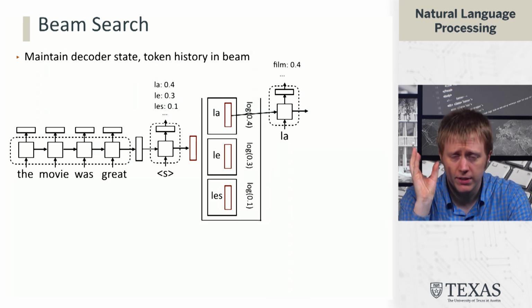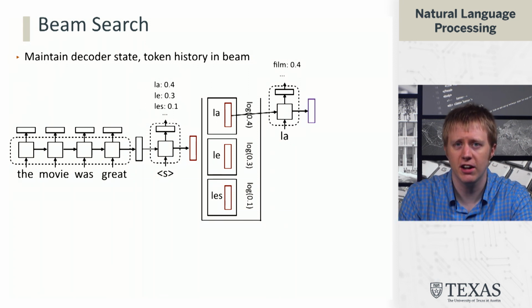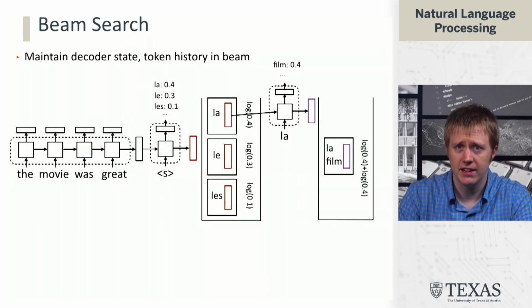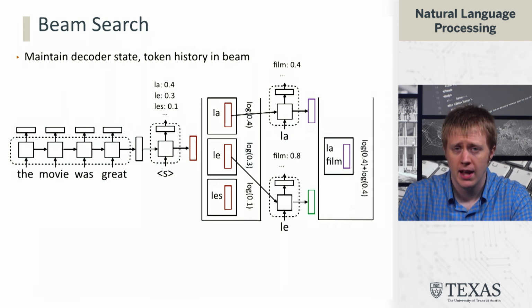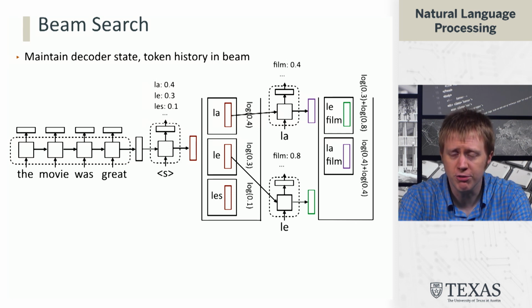And we take those two pieces, we plug it into our decoder, out pops another distribution, which gives film, in this case, 0.4 probability. And that also gives us a new vector here. And so we could stick that into our next beam with this score. And we can do the same thing for other options as well. And in this case, le can also produce film as a continuation. And now we get two sequences, le film and la film, which have different state vectors, right?